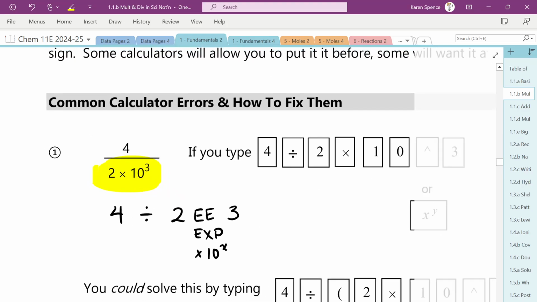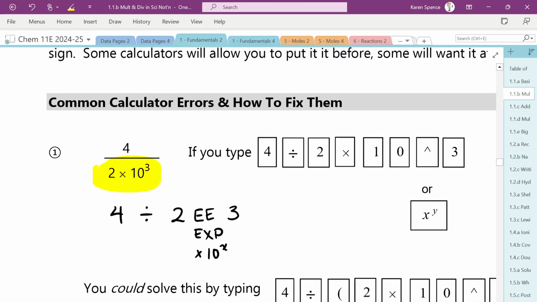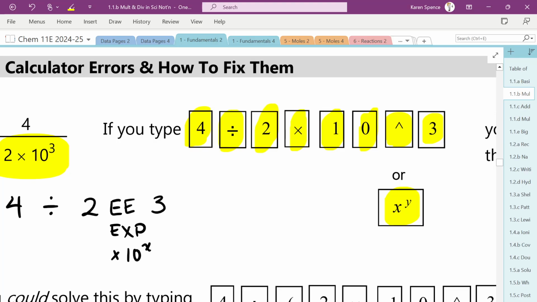Now I'd like you to try typing in 4 divided by 2, and then a multiplication sign, and then a 1, and then a 0, so times 10, and then either the caret or the x to the y, and then a 3. So try typing that in and see what you get. Do you get the same answer as before?